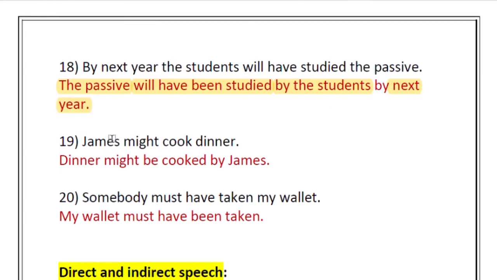James might cook dinner. So James is the subject. Where will it come? In the end. Which one is the object? Dinner, it will come in front. So dinner might be cooked by James. Last one. Somebody must have taken my wallet. So my wallet is the object. Must have taken will become must have been taken. And by somebody, you can remove this word from here.